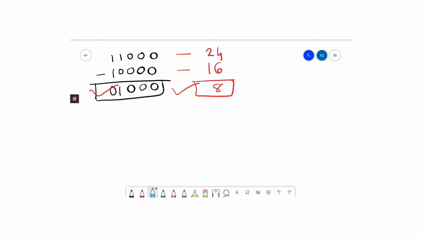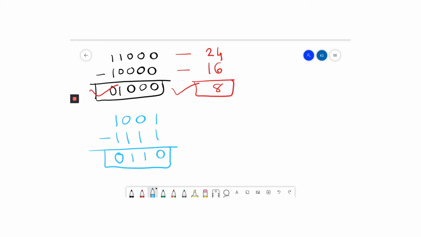Let's take another example. Let's say I have 1001 and I want to subtract 1111. Okay, now let's see what would be the answer based on the rules. 1 minus 1 is 0, 0 minus 1 is 1, 0 with borrow 1, 1, 1, 0. Okay, so this is my answer.